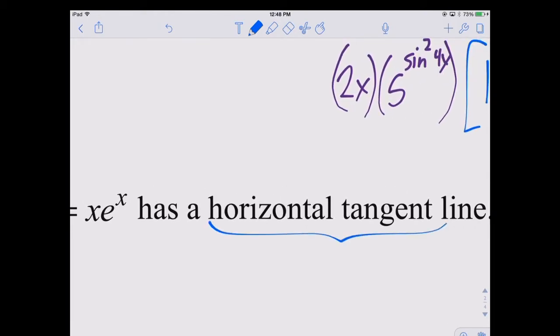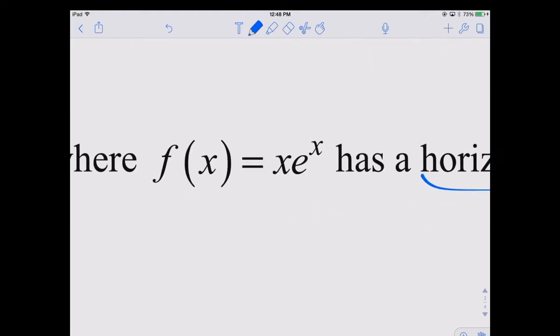So you always want to map out your strategy. If you want to know where the function has a horizontal tangent line, you need to see where the what equals what. F prime equals 0. Good. So there's your plan. Before I can set F prime equal to 0, I need to find F prime. And I spy a product rule. How about you?